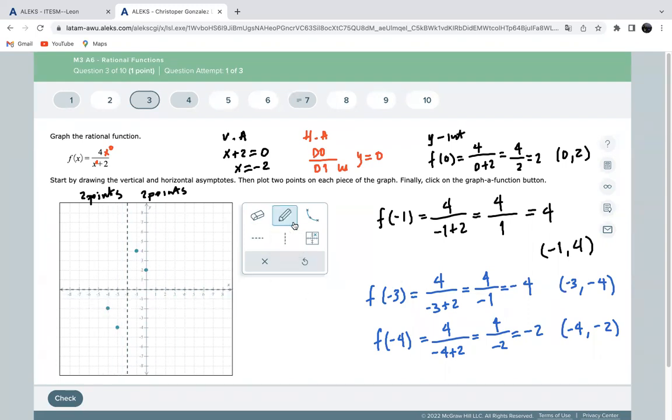And once you have 2 coordinates on each side, you can select the graph of function tool, and that would be your final graph.